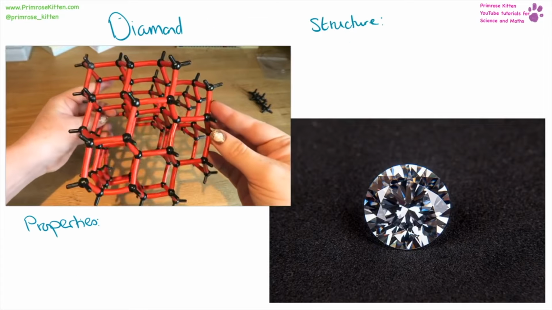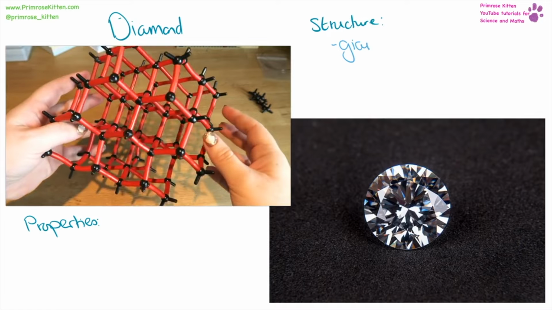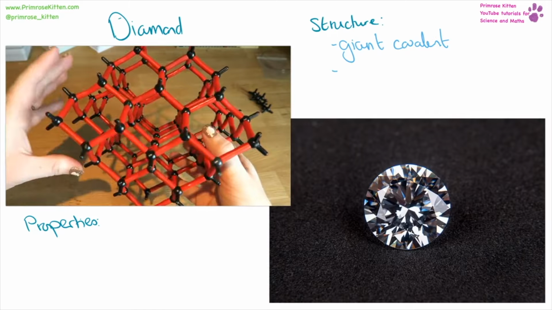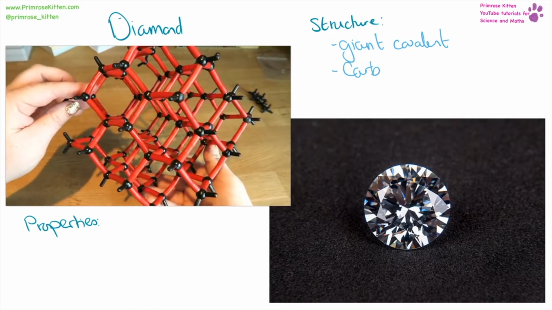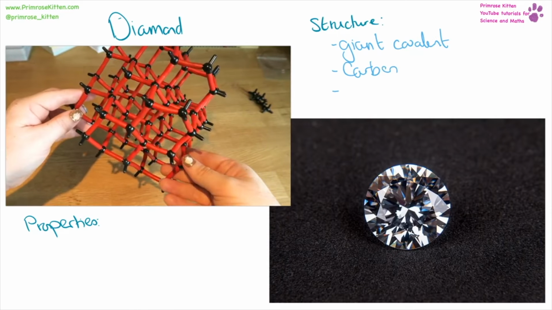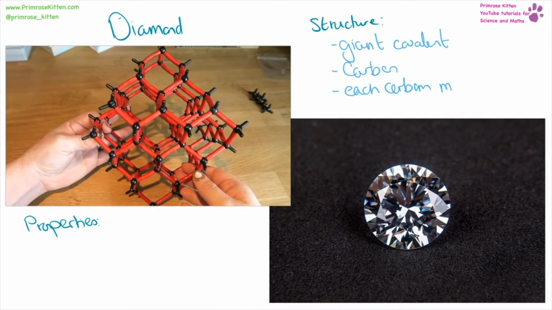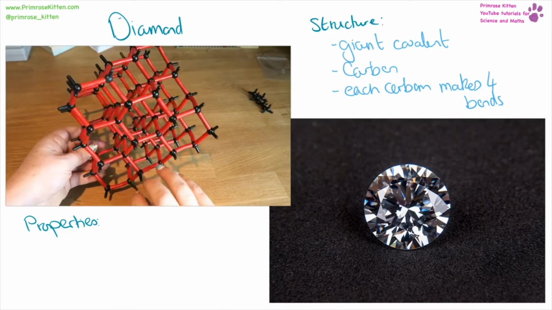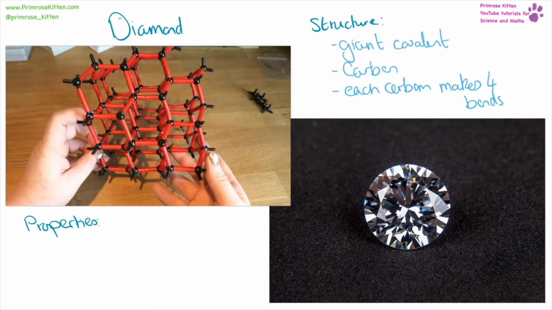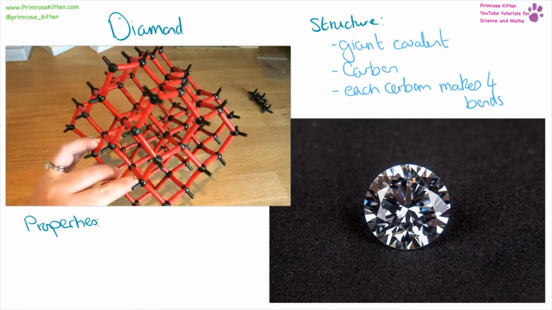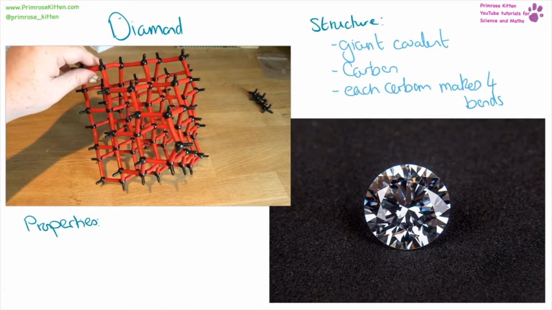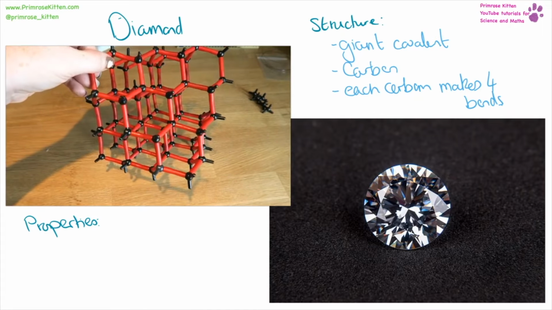Here we have diamond. It is a giant covalent compound, a giant covalent lattice. It is made of carbon, pure carbon, nothing else in there. And each carbon makes 4 bonds. So in the video you can see that the carbon is the black bits, the covalent bonds are the red bits, and each carbon is bonded to 4 other carbons. Obviously the ones on the edge aren't bonded to anything, but if you look in the middle, you can see that they are bonded to 4 other things.